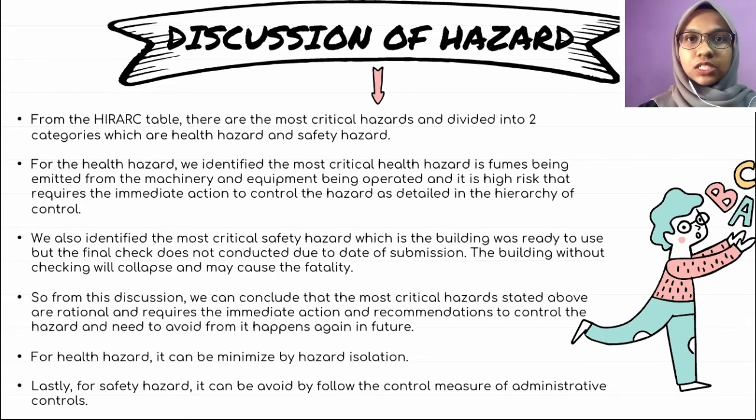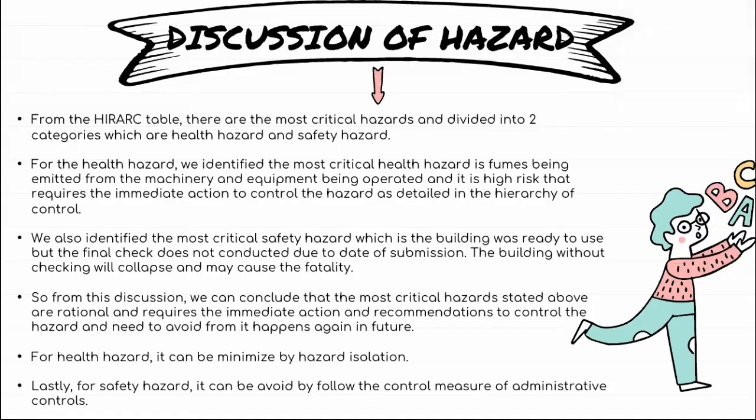So from this discussion, we can conclude that the most critical hazards stated above are rational and require immediate action and recommendation to control the hazard and avoid it happening again in future. For health hazard, it can be minimized by hazard isolation, and for safety hazard, it can be avoided by following the control measure of administrative control.